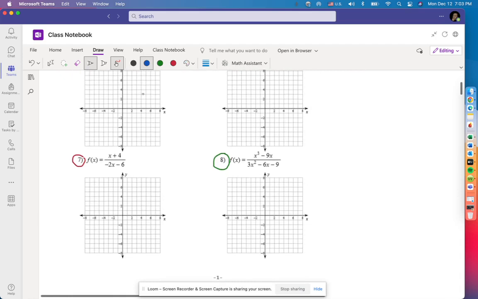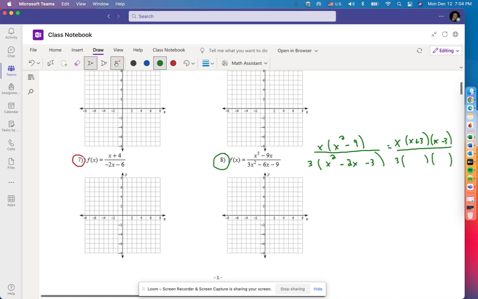All right, number 8. If we notice and remember, let's factor the denominator. I'm going to factor out a 3. I'm left with x squared minus 2x minus 3. Okay. In my numerator, I'm going to factor out an x. I'm left with x squared minus 9. Well, you can factor that even further. That's going to factor to x times x plus 3, x minus 3. Over, in the bottom, I have factors of what times what is negative 3 to add to give you negative 2.